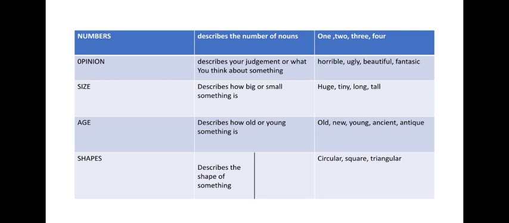Again, huge, tiny, long. For example, it's a long scale. So scale is a noun and long is a word used to describe the noun. Yes or no? In this way, the examples old, new, young, ancient, antique are age, and the last ones, circular, triangular, are shapes. So we have the acronym here as NOSAS, and let's continue looking at the next table.